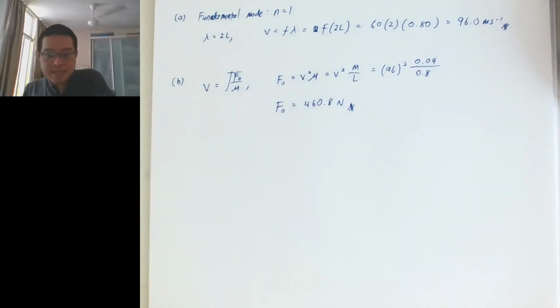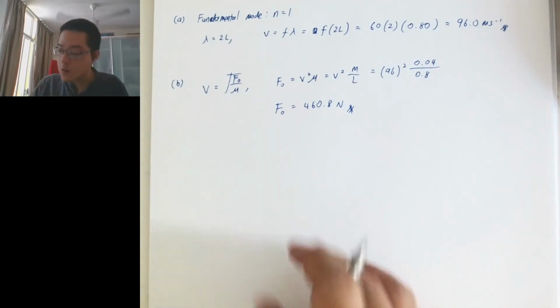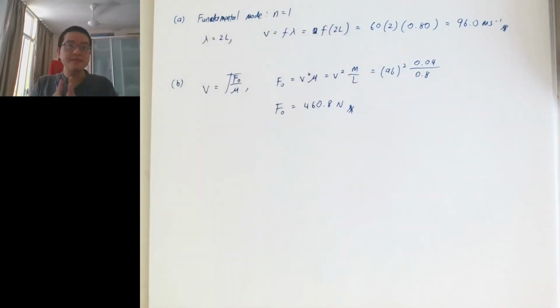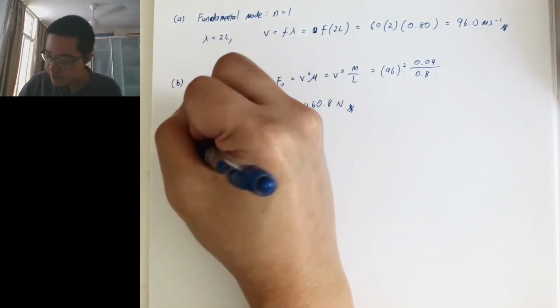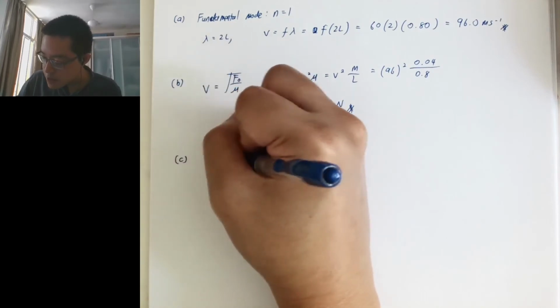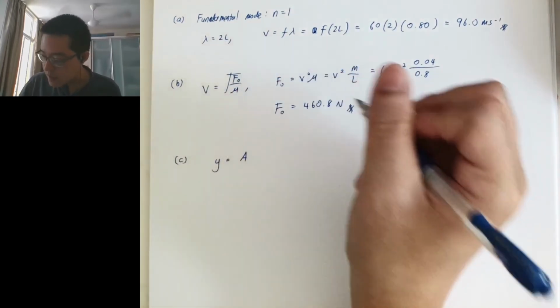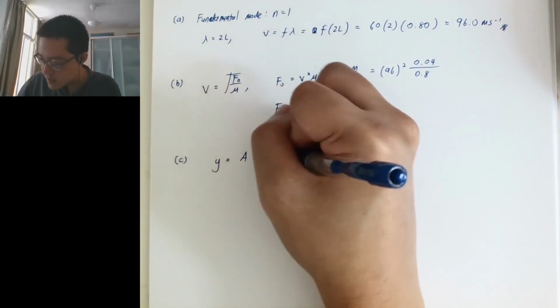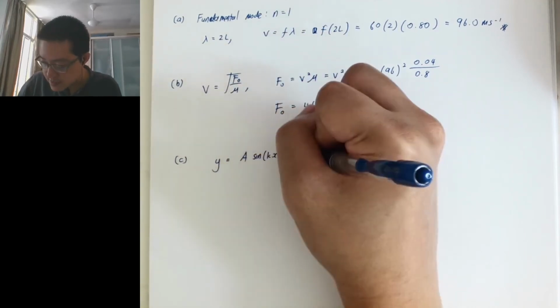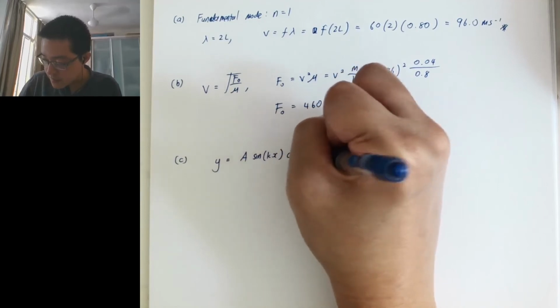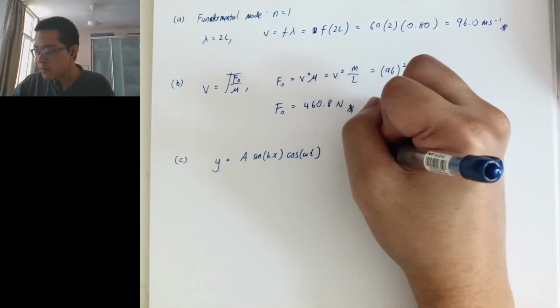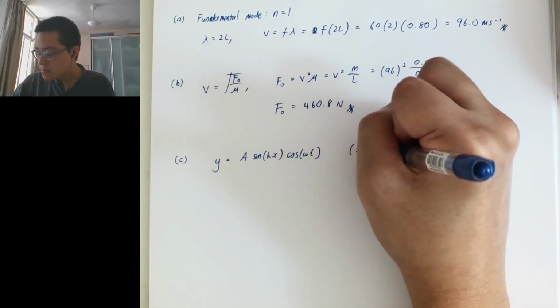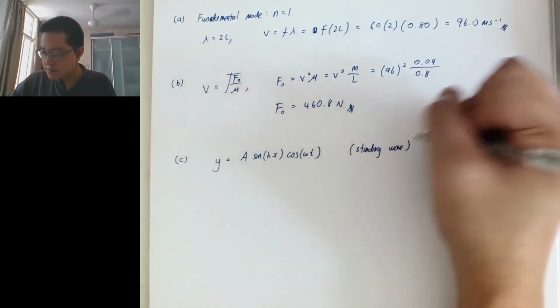Okay, and then now this next part is slightly more tricky. What is the maximum transverse velocity and acceleration of the particles on the wire? So now I'm talking about the transverse direction, not the propagation direction. This is a transverse wave. So I need to use my wave equation now. This is a standing wave, so we have solved this already. The result is A sine kx cos omega t. This is the standing wave solution. We have solved this last week, right?